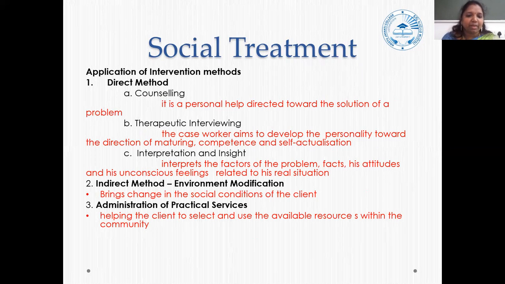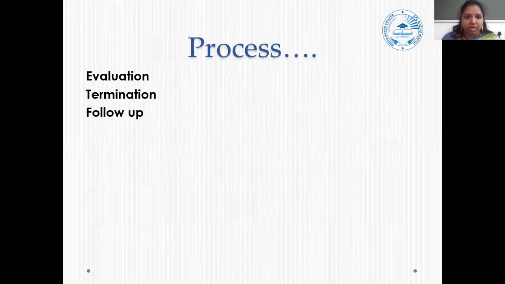The second one is the indirect method, which is called environmental modification, for certain problems where the environment needs to be changed, as that would be the major cause of the client's problem. So that needs to be modified or changed, where the caseworker can bring appropriate social conditions where the client can solve the problem. And the third important point is practical services, where the client may require certain resources which would be helpful in coming out of the problem. So that needs to be addressed by the caseworker.